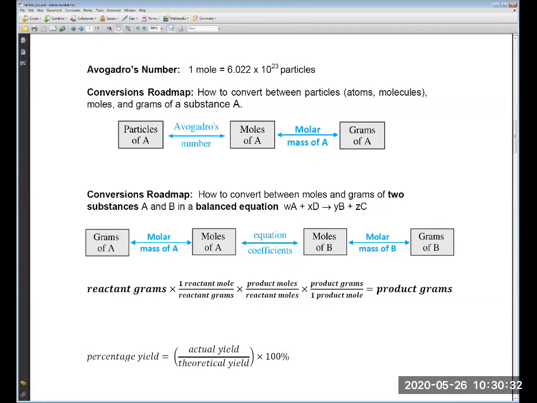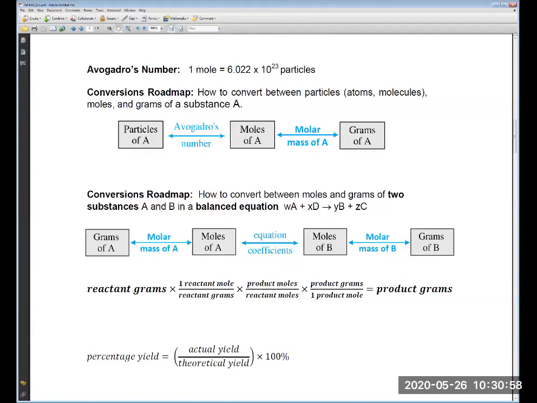If you're dealing with just a substance and you have grams of it, for example, and you want to find the number of particles there is in that mass, then you will use the first roadmap starting from the right with grams of A. And then you will use the molar mass of A to change that into moles of A. So how to get the molar mass? It's from the periodic table, right?